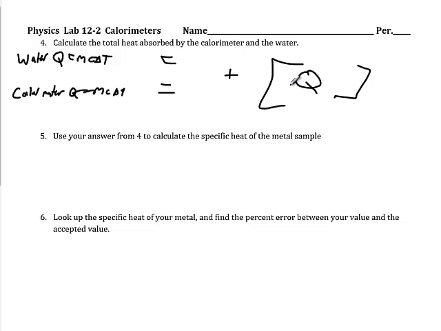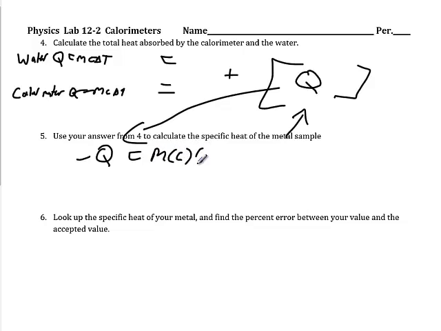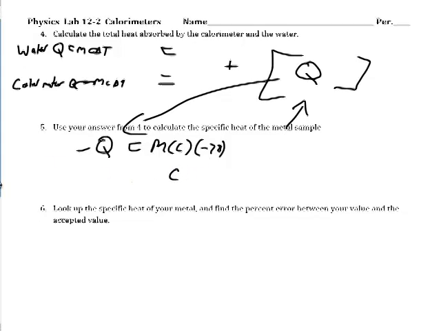And that's the total heat gained by the water and the calorimeter. So this is the total heat that the calorimeter gained. Where did this heat come from? Well, it came from the metal sample. The metal sample gave this heat away. So what we can say is the heat gained here is the heat lost here. So we're going to take negative Q is equal to the mass of your metal sample times its specific heat, which you don't really know, times its change in temperature, which of course it was negative 78 degrees.